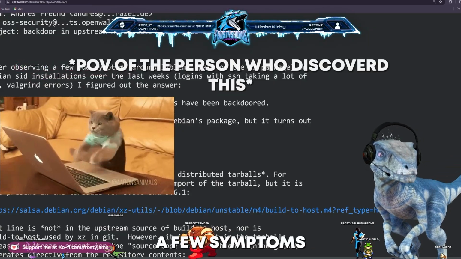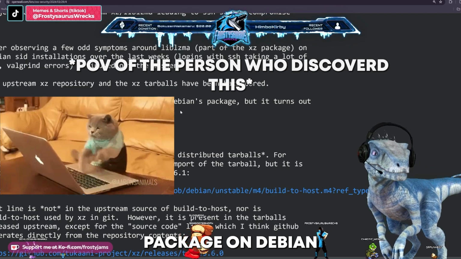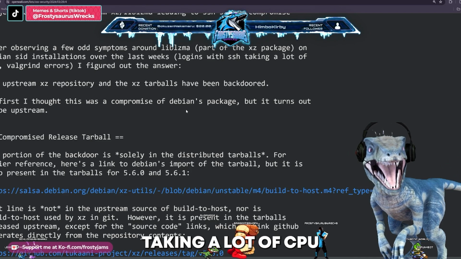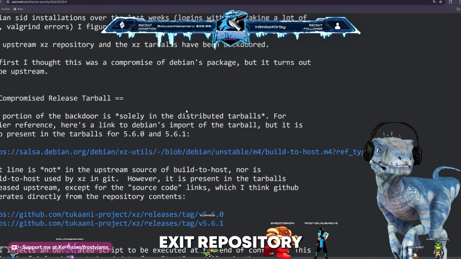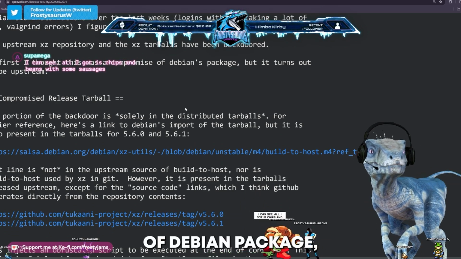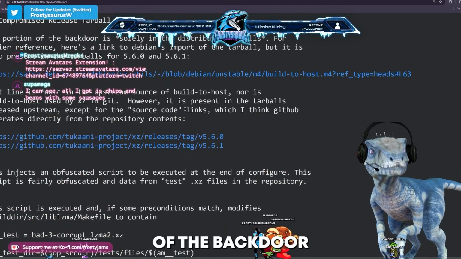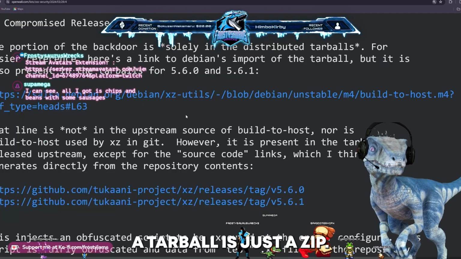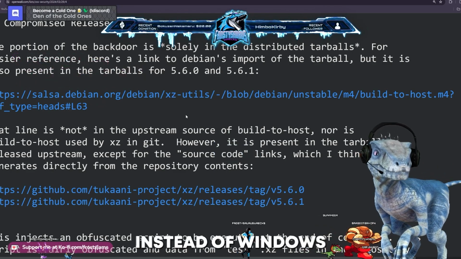Hi, after observing a few symptoms around liblzma, part of the XZ package on Debian Sid installations over the last few weeks, logins with SSH taking a lot of CPU, Valgrind errors, I figured out the answer. The upstream XZ repository and XZ tarballs have been backdoored. At first, I thought this was a compromise of Debian's package, but it turns out to be upstream. Compromised release tarball. One portion of the backdoor is solely in the distributed tarballs. For those of you who don't know what a tarball is, think of a zip file, but it's for Linux instead of Windows.